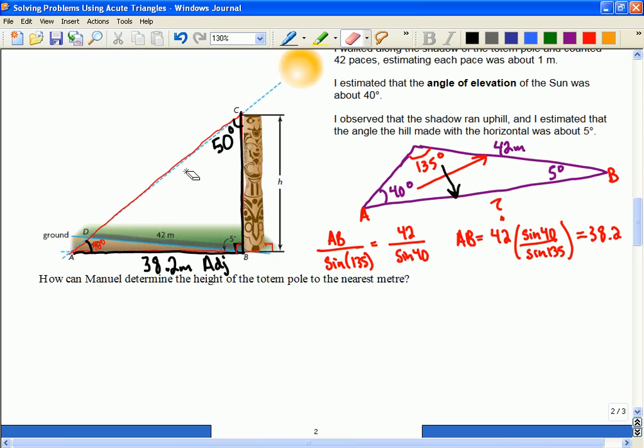So if we're looking for the height, which one should I be using? Sine of 50 degrees divided by 38.2 equals sine of 40 degrees over h, I guess. So you want to use sine law still, right? You can, but let's go SOHCAHTOA. Which one is it? Sine, cosine, or tangent?